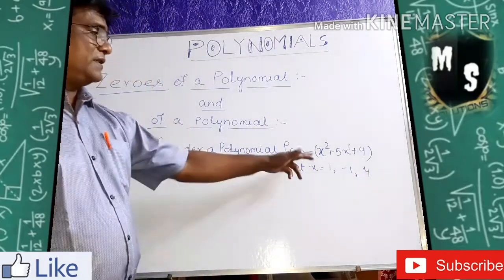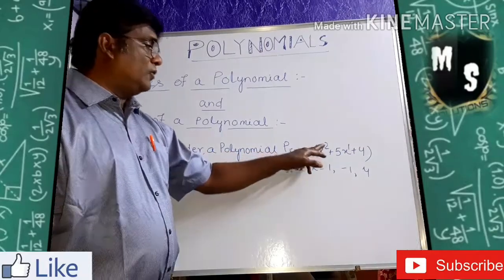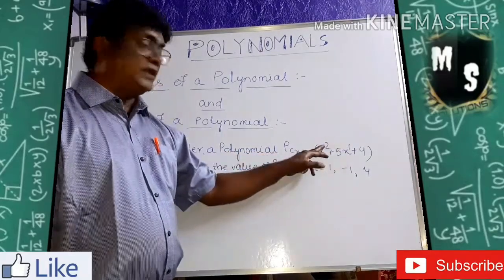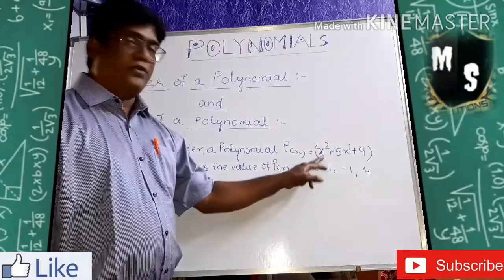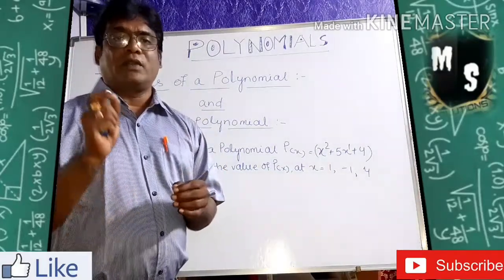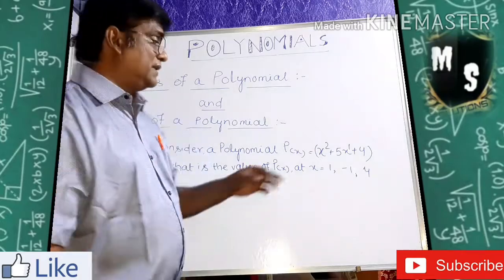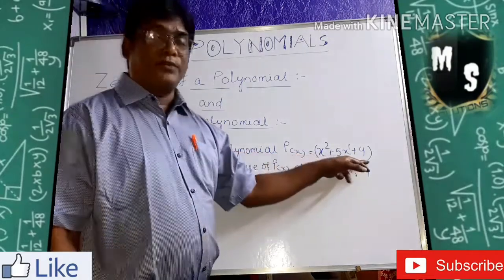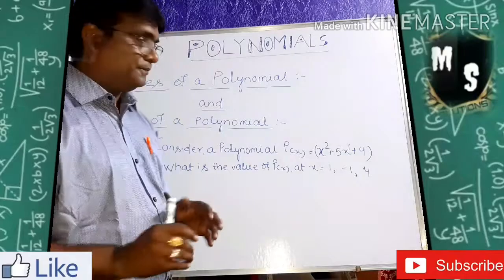Very clearly this expression is having the degree 2 and degree 1. So the highest degree is to be considered. So it is a degree 2 polynomial. Degree 2 polynomials are otherwise called quadratic polynomials. So it is an expression of a quadratic polynomial or degree 2 polynomial.